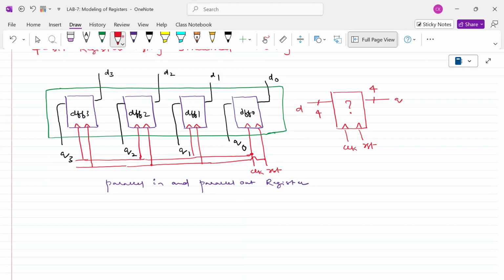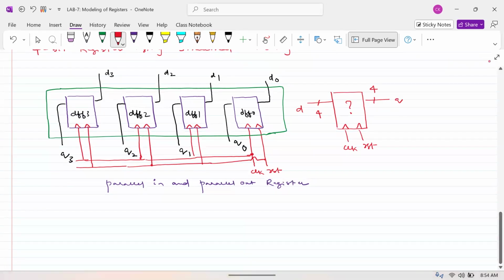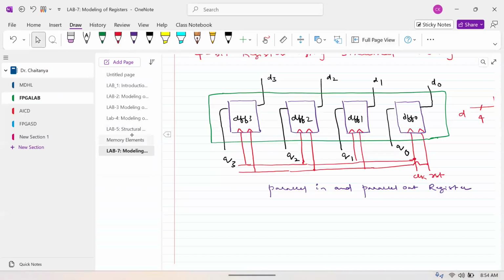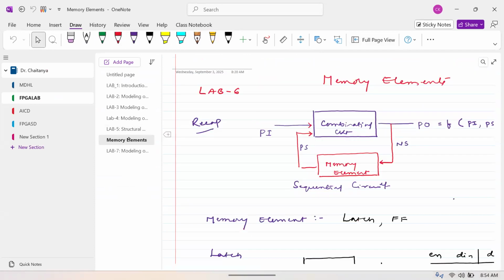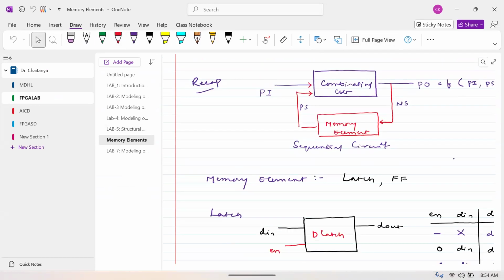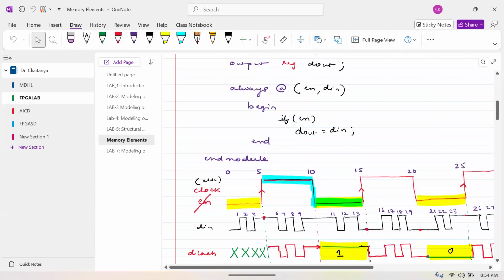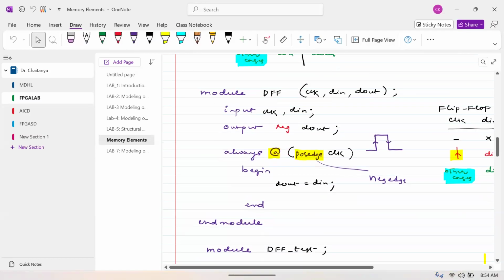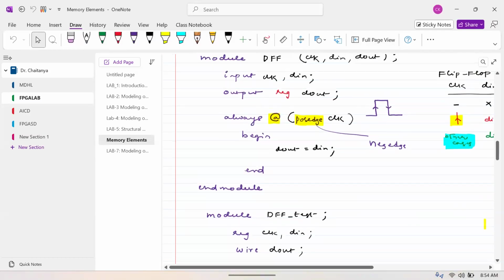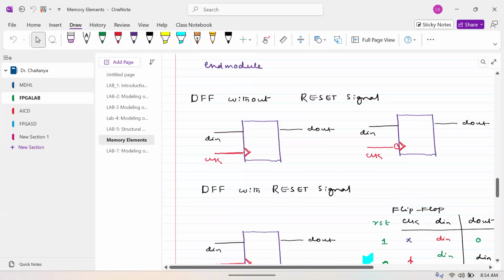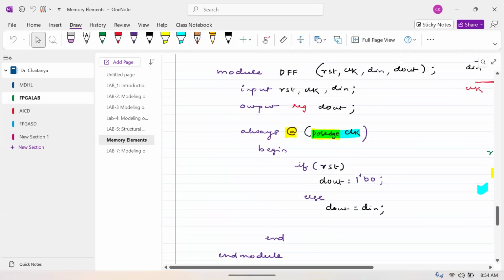Therefore, if you want to write a program for this one, I have already written the D flip-flop. I can call it 4 times. Are you getting the point? I have written the Verilog code for the D flip-flop in the last class, I guess. This is a synchronous flip-flop. Where is the asynchronous reset flip-flop?